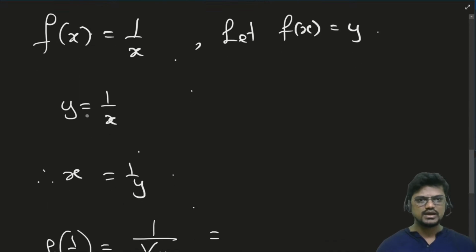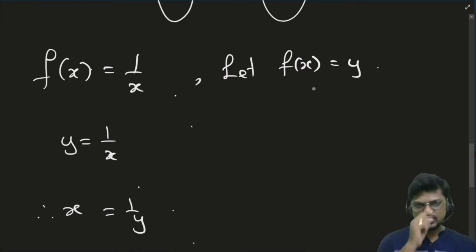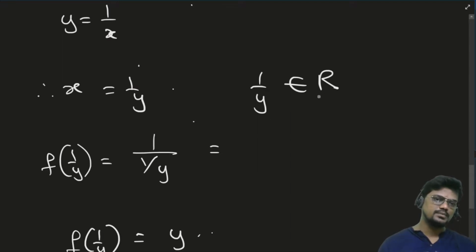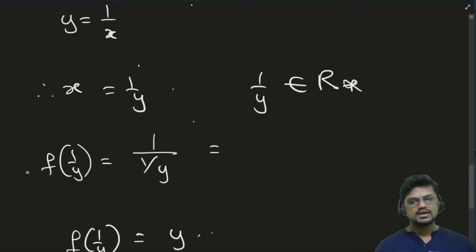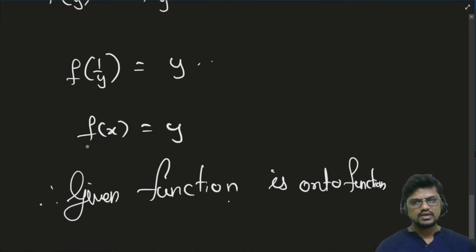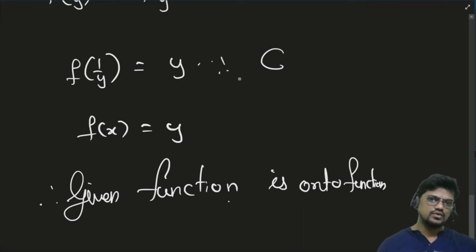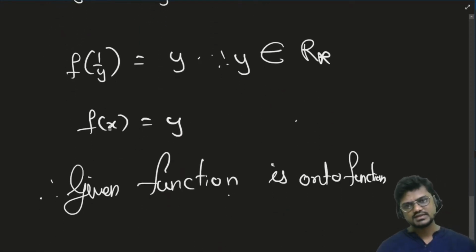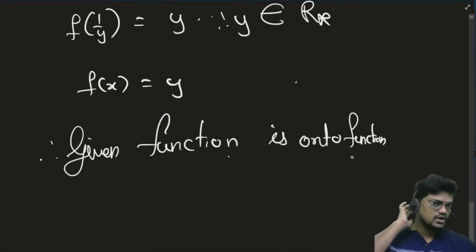See, I'll explain again. If f of x equals 1 upon x, what I have done is f of x equals y. If y equals 1 upon x, x equals 1 upon y. Now over here, 1 upon y belongs to the real numbers. If 1 upon y belongs to R star, then after putting it, I get f of x equals y again. Now if it is y only, then y also belongs to R star, because if 1 upon y belongs to R star, then y will also belong to R star. Therefore we can say f of x equals y, and therefore the given function is onto function.